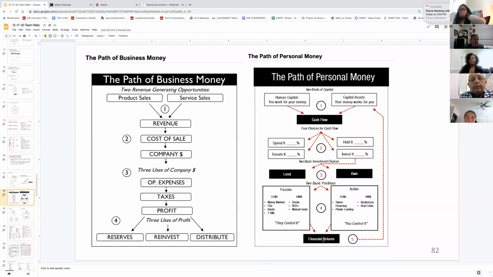Whatever that return is, it comes back up here to capital assets, which is passive income, which brings in your cash flow, which then you can use 4 ways. You can spend it, donate it, hold it, or invest it. And the cycle keeps going.